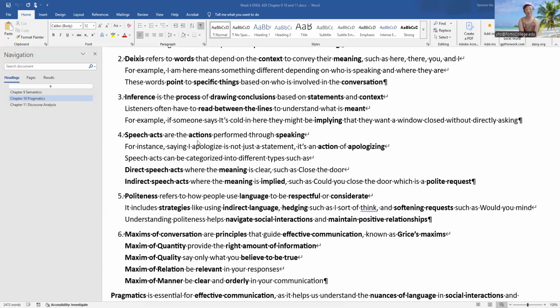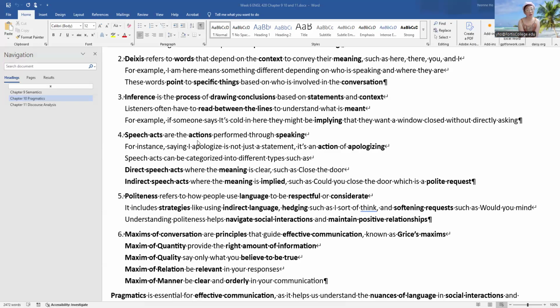Politeness refers to how people use language to be respectful or considerate. It includes strategies like using indirect language, hedging, such as "I sort of think," and softening requests, such as "would you mind?" And that has to be taught for the ESL student, but they're not going to know that. Understanding politeness helps navigate social interactions. No kidding. She goes, put your bad word clothes into that bad word closet, and maintain positive relationships. And someone's telling you that and then telling you like this, that's not a good relationship.